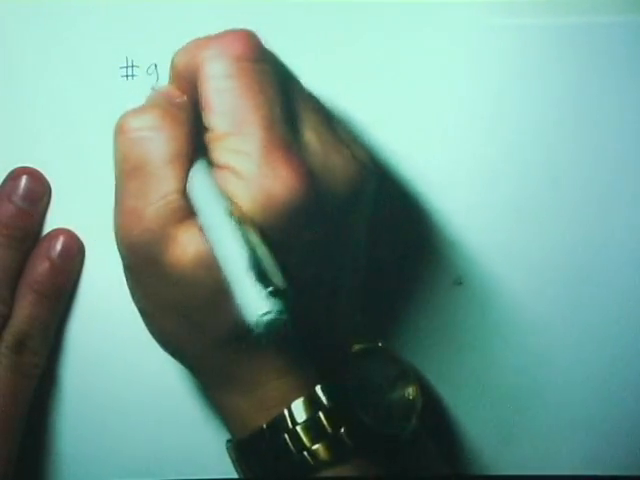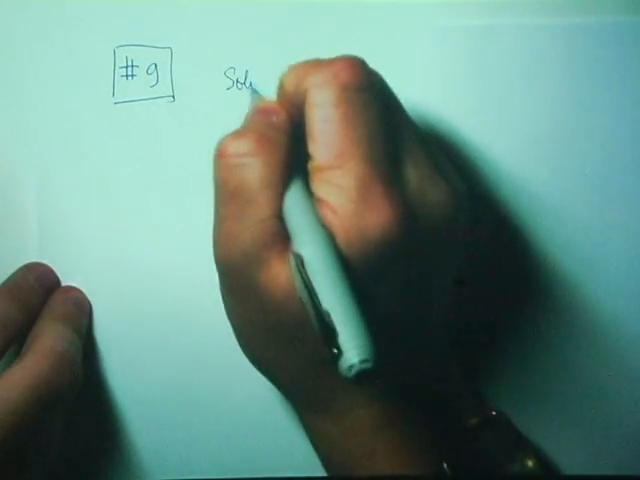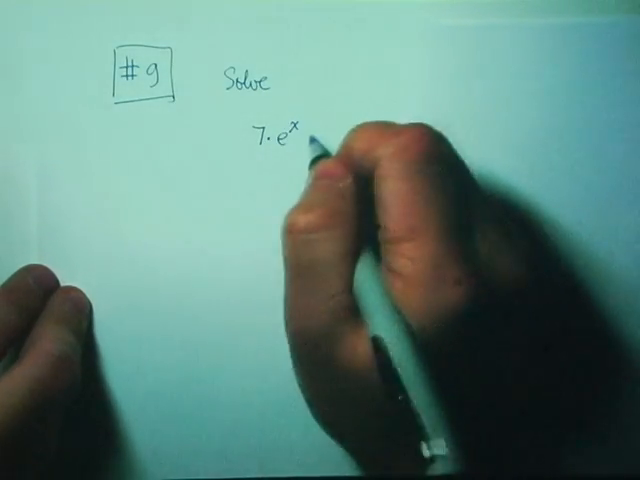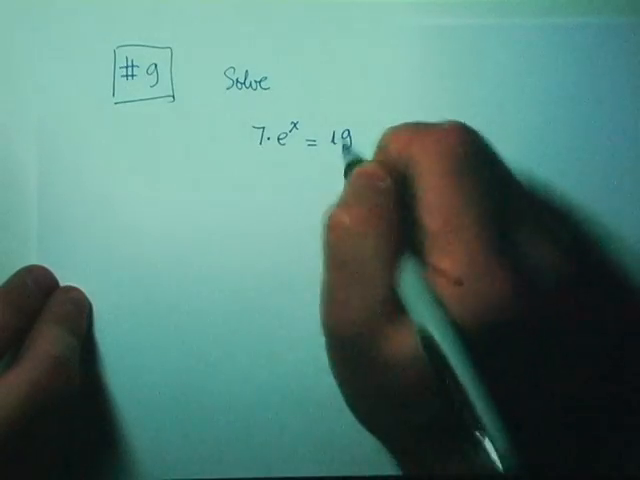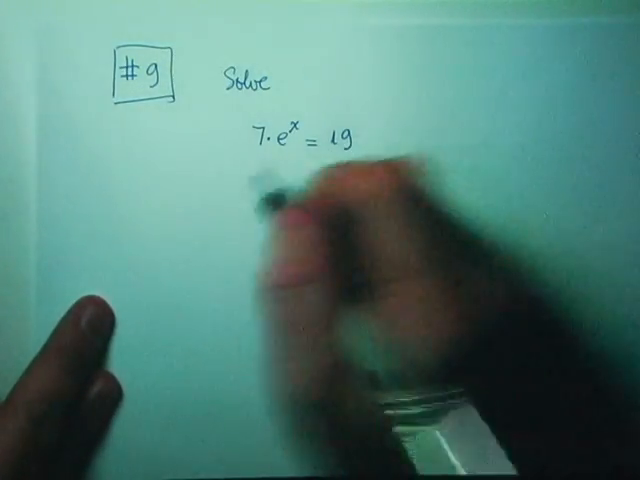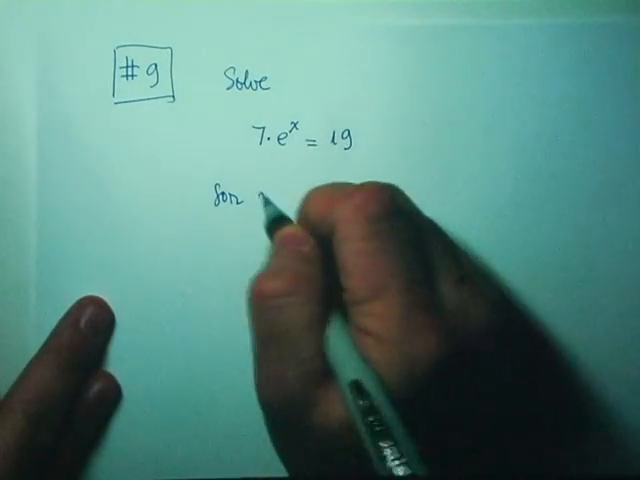So now getting into problem number 9. Okay, problem number 9, another similar one. What I'm having here is we want to solve 7 times e to the x equals 19. Okay, and so this is the equation here we would like to solve for x.